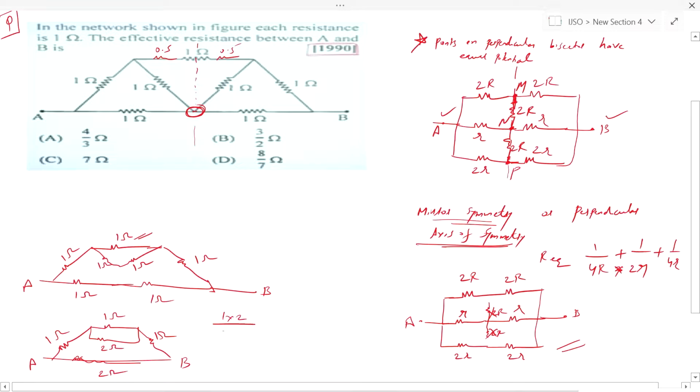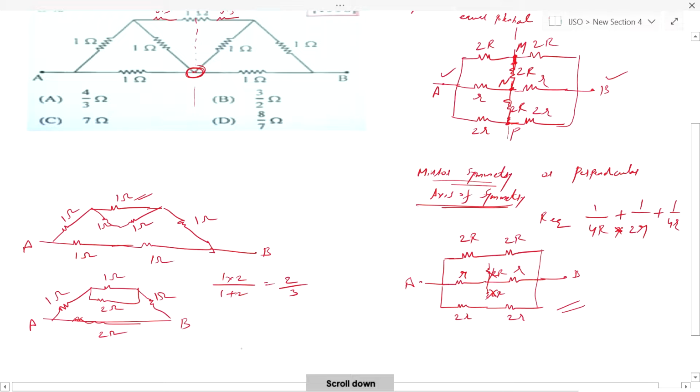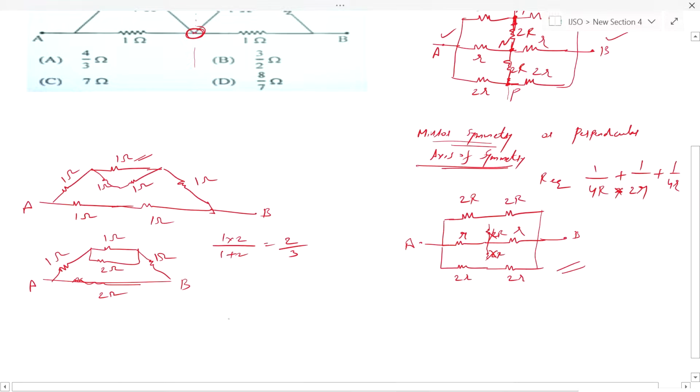1 into 2 upon 1 plus 2, which is 2 by 3. So 1, 2 by 3, and 1. That will be in series. So 2 by 3 plus 2, 8 by 3 ohms. And that 8 by 3 will be in parallel with 2.